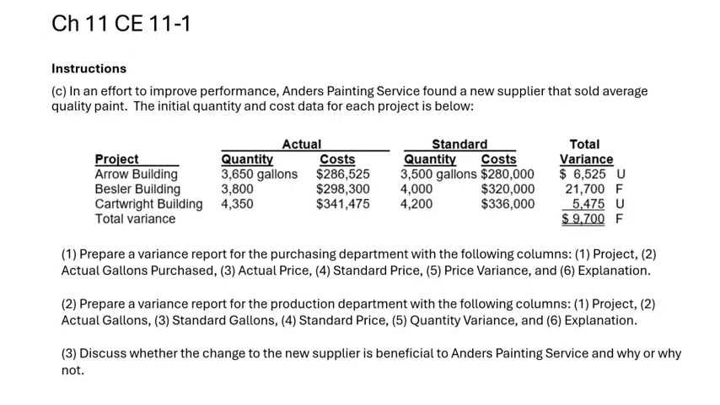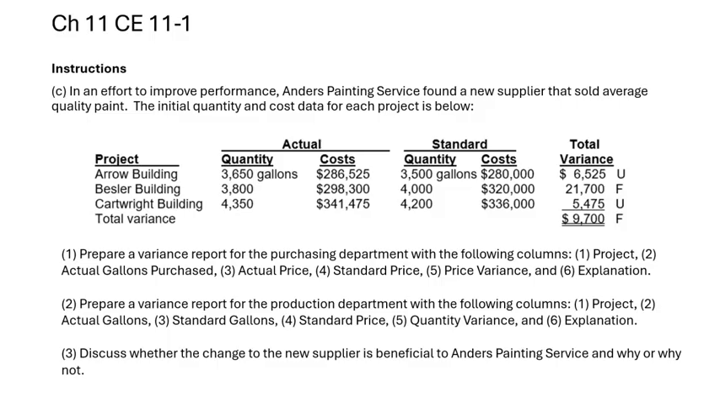Now, in an effort to improve performance, Anders Painting Service found a new supplier that sold average quality paint. The initial cost, quantity and cost data for each project is below. So we have actual gallons used and the actual cost. If we divide the cost by the gallons, we get the cost per gallon.